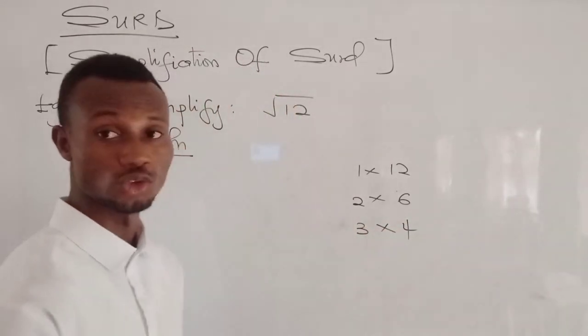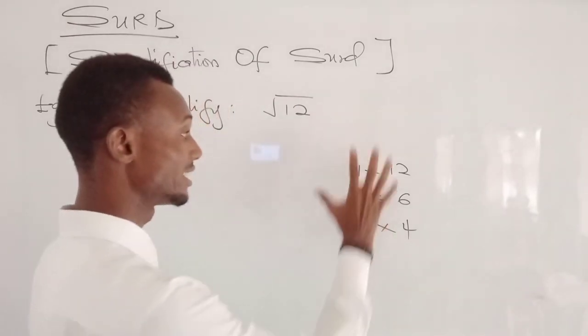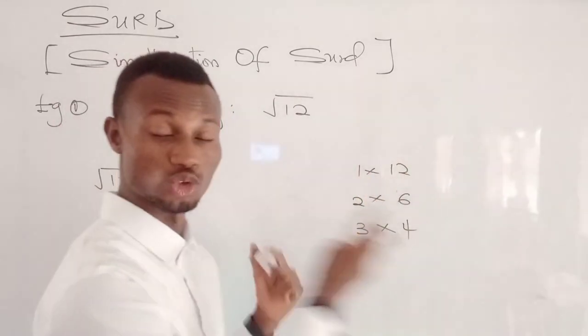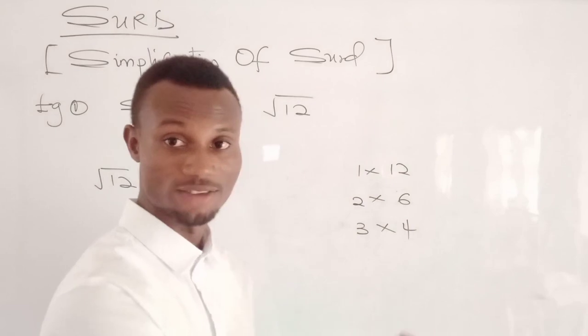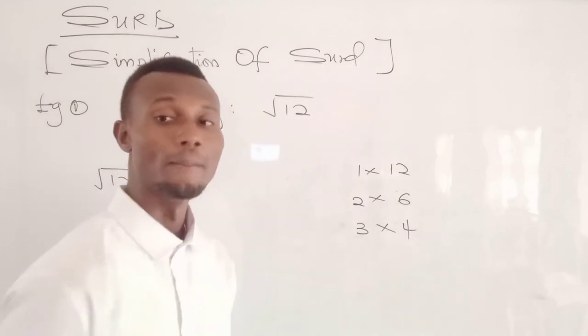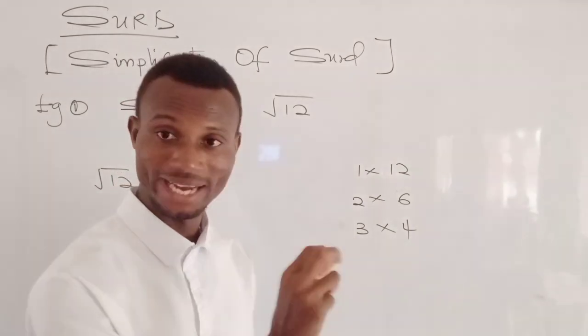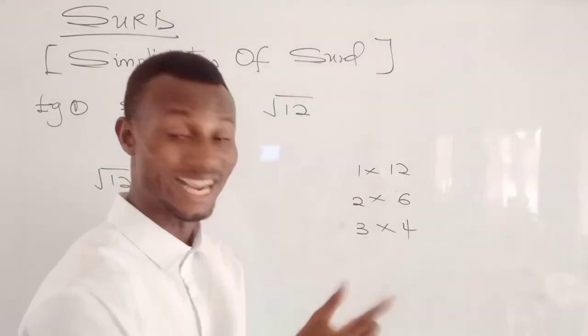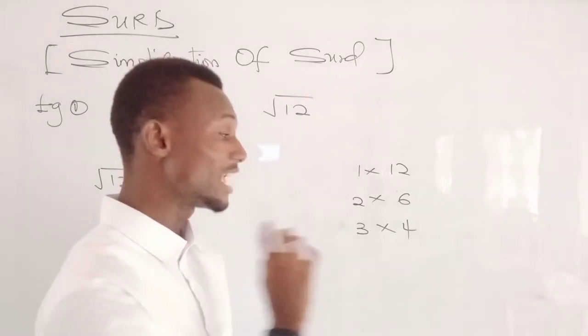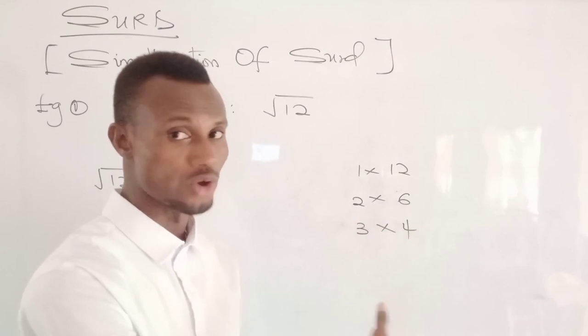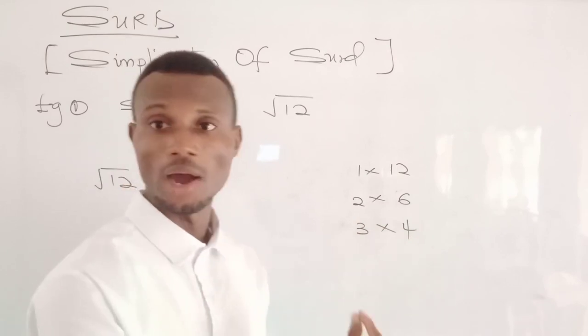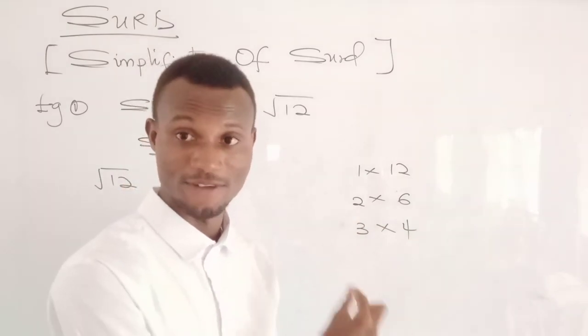Okay, 3 times 4 also gives 12. So these are all the possible two numbers that can multiply to give us 12. But the thing is that we are going to pick the one with a perfect square in it. If it does not have a perfect square, we are not going to pick it. We are only going to pick the one with a perfect square in it.